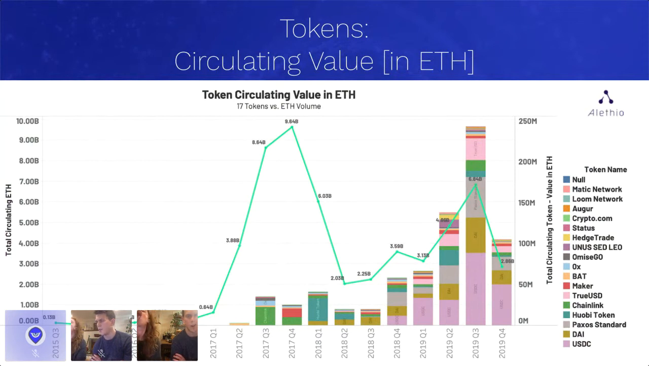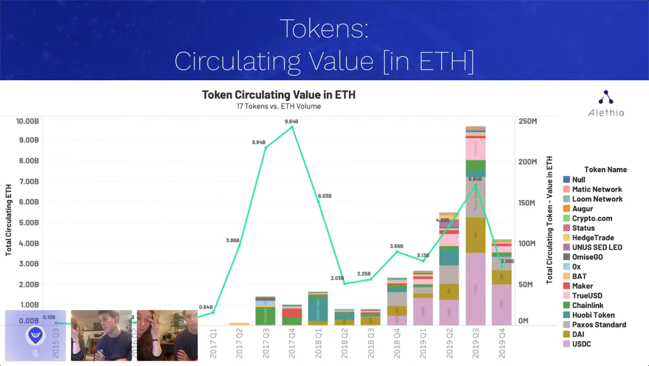And the colored bars show the volume of a few selected ERC20 tokens circulating quarter over quarter. So the tokens we measured here are the top 10 by market cap, and then a few interesting and notable ones that we wanted to look at that include DAI, Loom, and Matic, and a couple others.